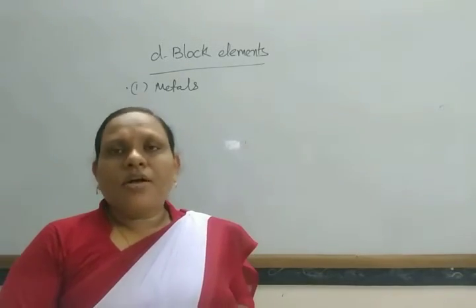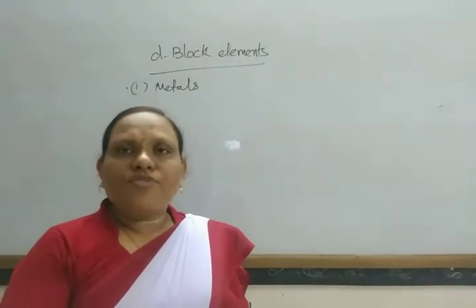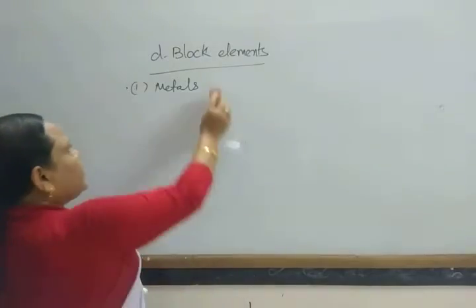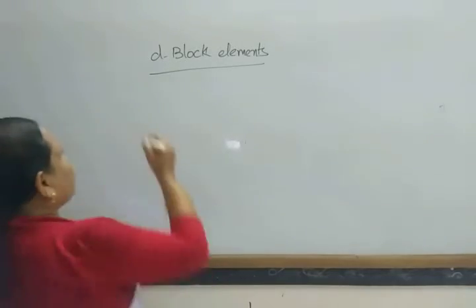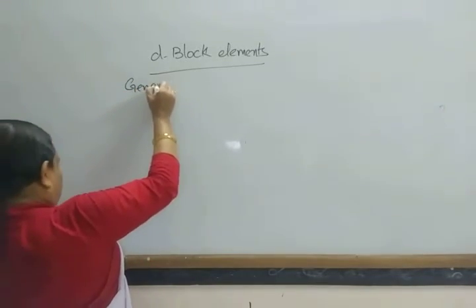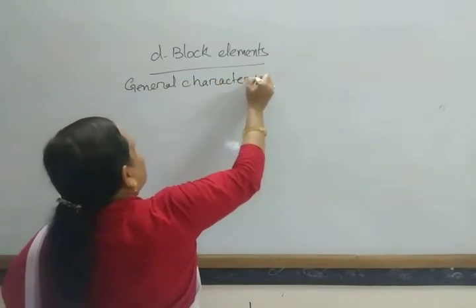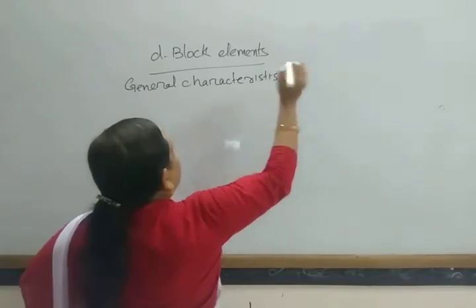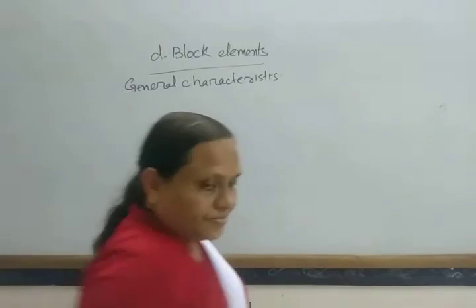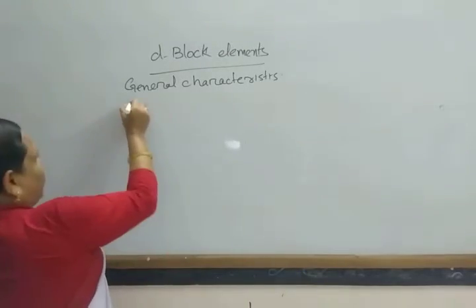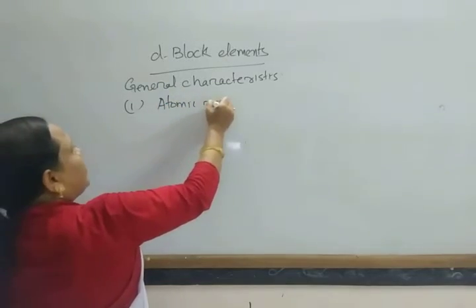Let us discuss the general characteristics of d block elements or first row transition series. General characteristics of transition elements. So first, atomic radius. Atomic radii.